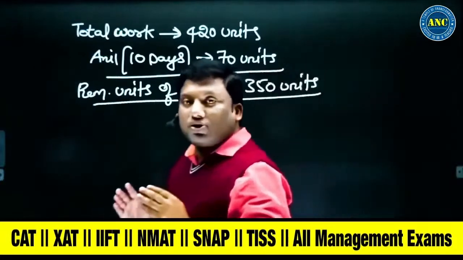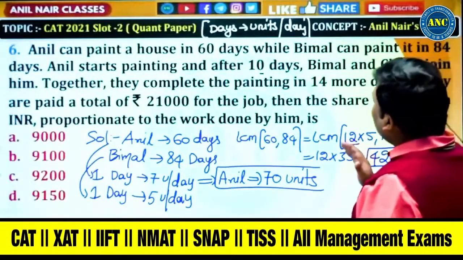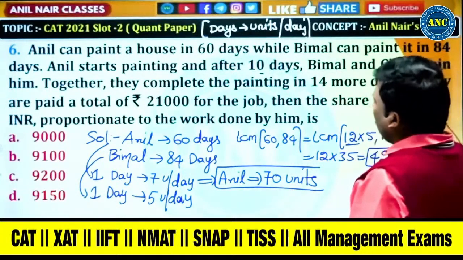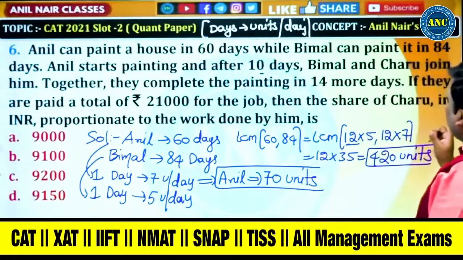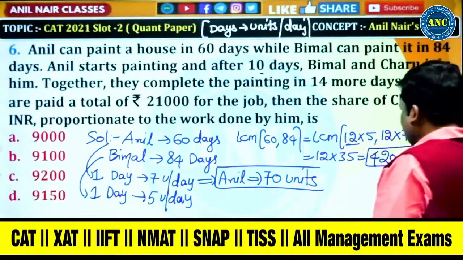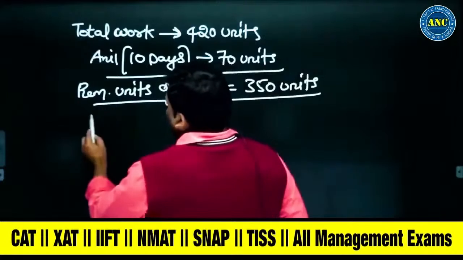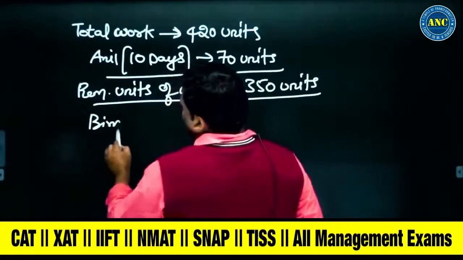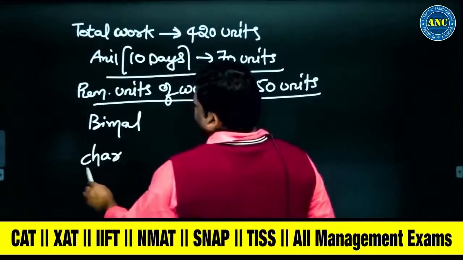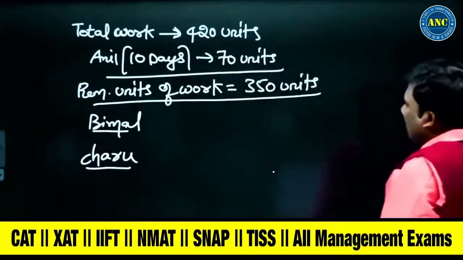What has happened to the story after Anil did the painting for 10 days? After Anil did the painting for 10 days, Bimal and Charu joined him. Two more people joined him, Bimal and Charu. And together they complete the painting in 14 more days. So after Anil did the painting for 10 days, two more characters joined. That is Bimal and another one is Charu.